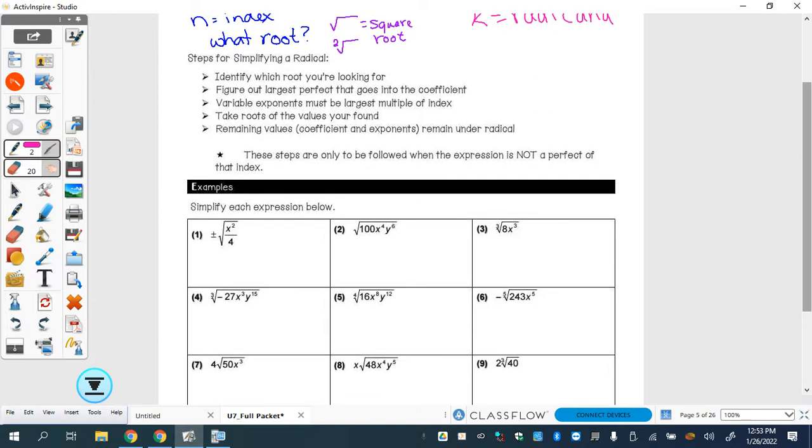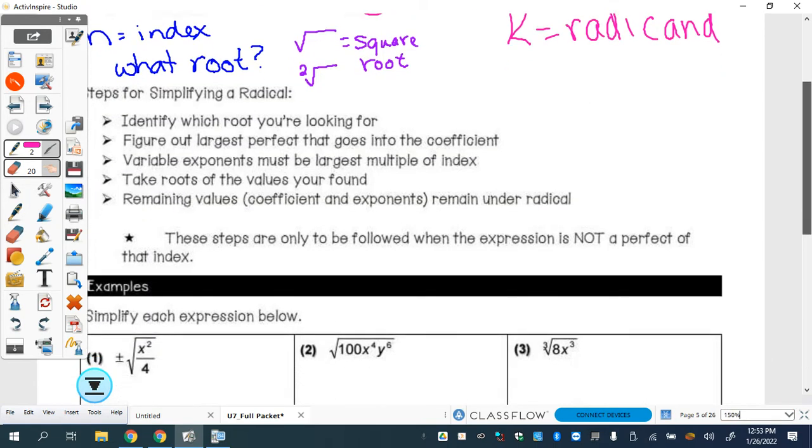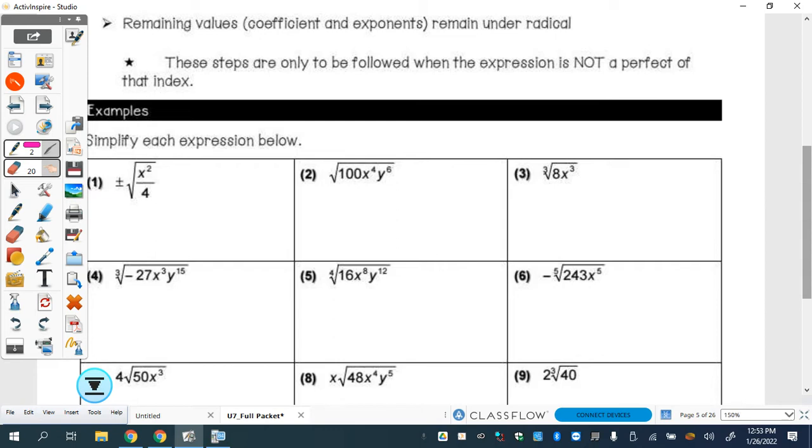All right, so I wrote the steps there on how to simplify radicals if they are not perfect squares, cubes, or 4ths. I find it's easier to just go through the process instead of sitting here reading what the process is. Taking a look at our first one there, plus or minus the square root of x squared over 4. Whenever you have two numbers like this, the easiest thing to do is to separate them and give them each their own radical sign. The square root of x squared over the square root of 4.